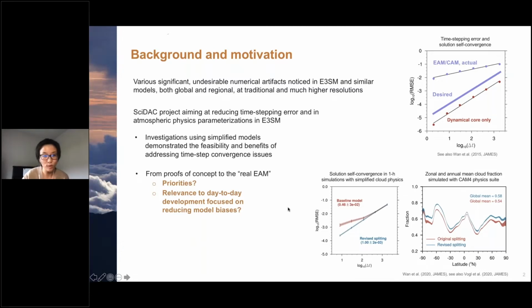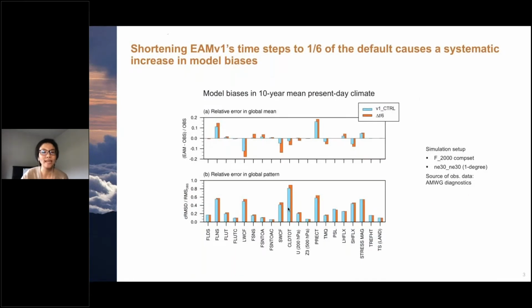To address that second question, which is basically a relevance question, we did a pair of pretty straightforward simulations with the E3SM atmosphere v1 model. They both use the F2000 COMPSET and the 1 degree horizontal resolution. In one simulation, we just ran the model out of the box using all the default parameters and default step sizes. In the second simulation, we reduced all the major step sizes to 1/6 of the default value. And then we got a 10-year mean climate. We compared the global average and the geographical distribution of a number of physical quantities by comparing the model results to the observation data that is available from the AMWG diagnostics.